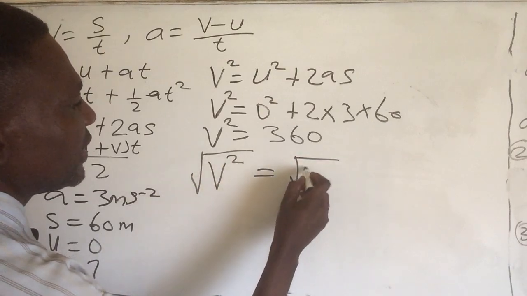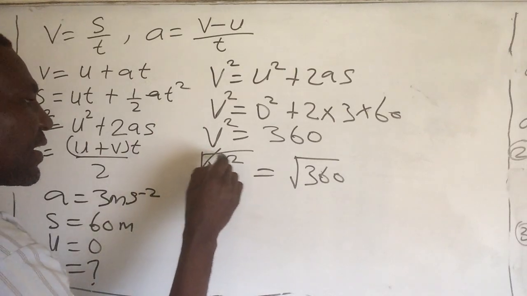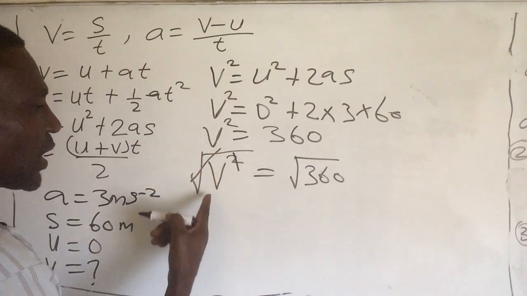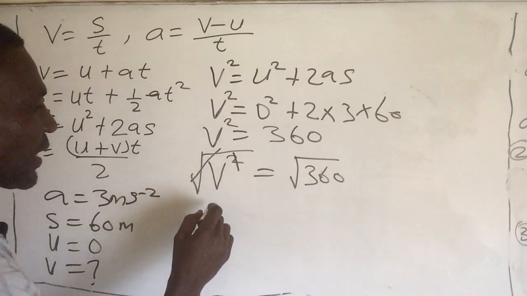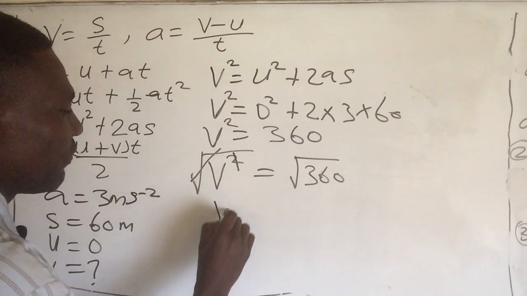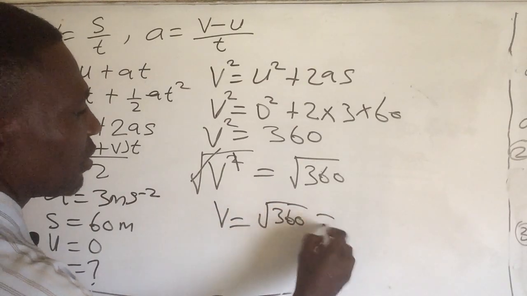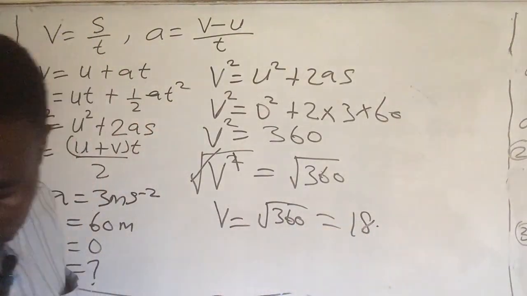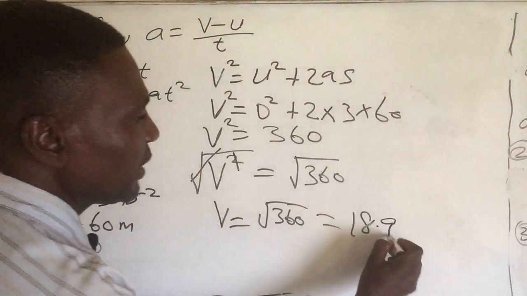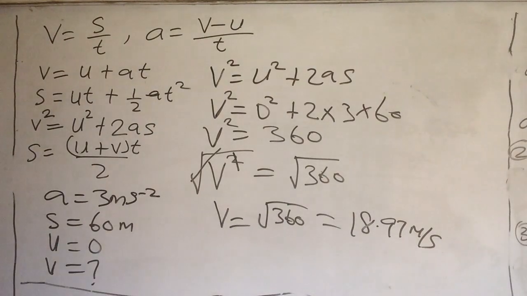What we do here, on this side, 360, so that the square root sign cancels the 2 on top. Now we have only V, which is the square root of 360. When you use your calculator to find the square root of 360, the answer will be 18.97 meters per second. That is the final answer for this equation.